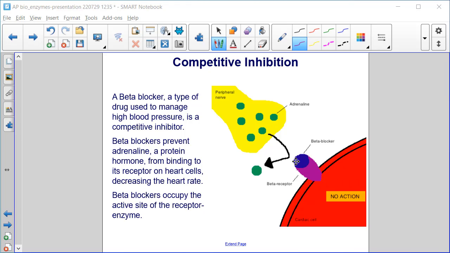So here's the beta blocker, here's the beta receptor, and it blocks the adrenaline, which is the substrate, from bonding. You see how the green adrenaline and the blue beta blocker are similar in shape, and so the beta blocker also fits part of the active site here, and so it's blocking the binding of this adrenaline.